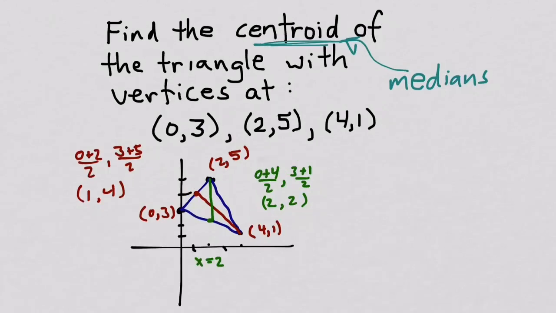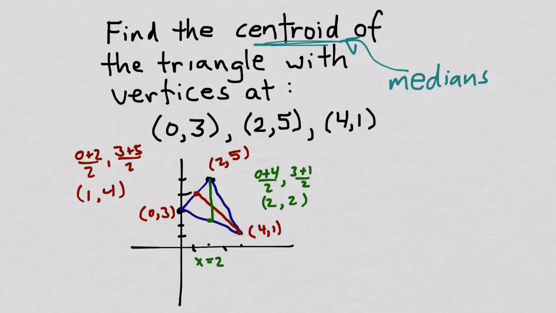So to finish the problem and find the coordinates of the centroid, we need to locate this intersection point, because that's the centroid. Since one of the medians is vertical, like I said a moment ago, the x-coordinate has to equal 2. The other median sort of slants downward here.